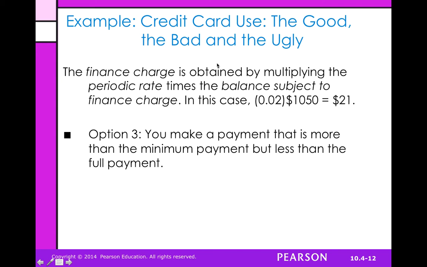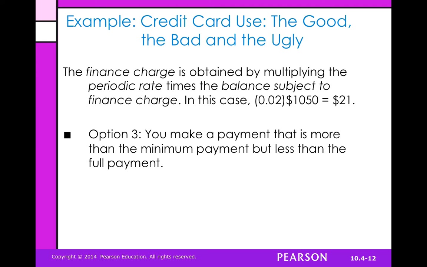Okay, so the finance charge is obtained by multiplying the periodic interest rate times this balance subject to the finance charge. So we get 2% of 1050, which is 21 bucks. So if you pay the minimum payment, you're going to end up paying 21 bucks in interest on the next billing cycle.